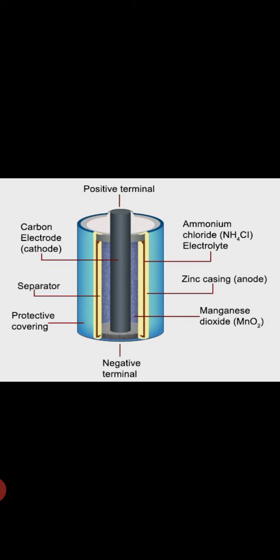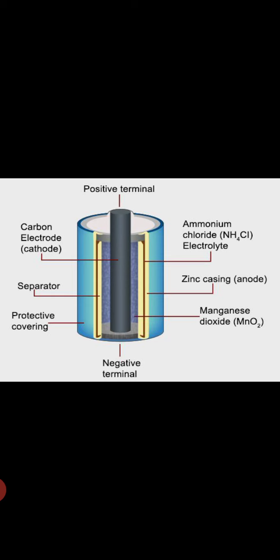We have the electrolyte, ammonium chloride, NH4Cl. As I said, the zinc casing, the negative part, is the anode, and we have taken manganese dioxide, MnO2. What is the function of MnO2? MnO2 acts as an oxidant.